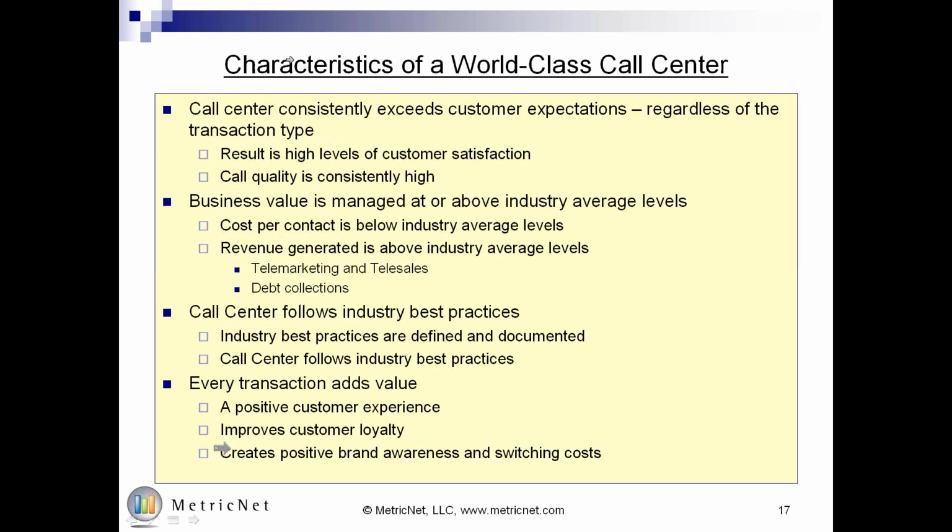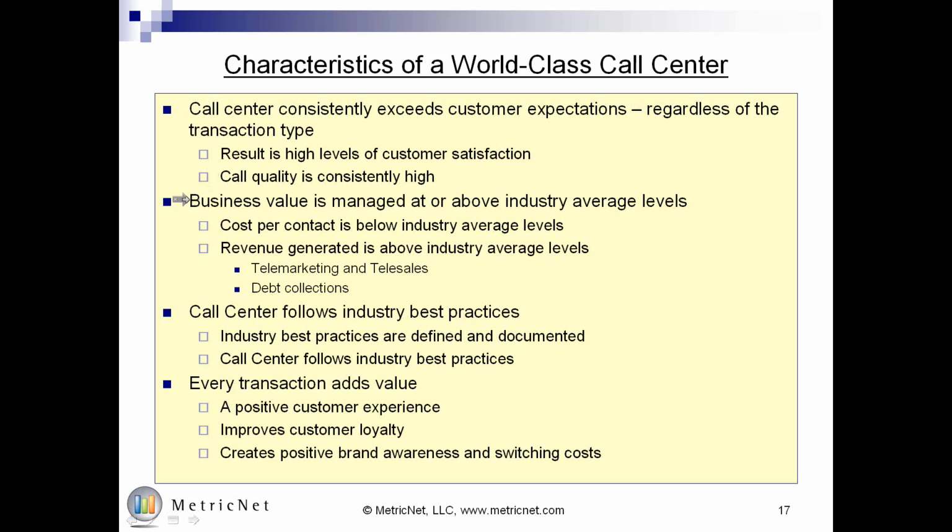Now, as I go through today's presentation, I'm going to use the terms best-in-class and world-class somewhat interchangeably, but it does make sense for me to define this right up front. And there are four components of this definition of a world-class call center. The first one has to do with quality. You consistently exceed customer expectations regardless of what kind of transaction you're handling. It could be a collections transaction, a customer support transaction, a technical support transaction, an outbound or an inbound sales transaction, but what you're looking for are high levels of customer satisfaction and call quality that is consistently high.